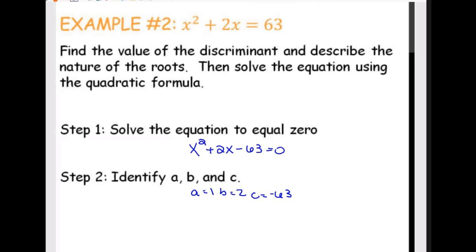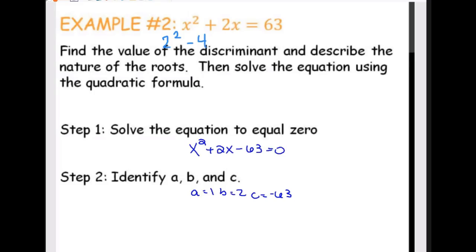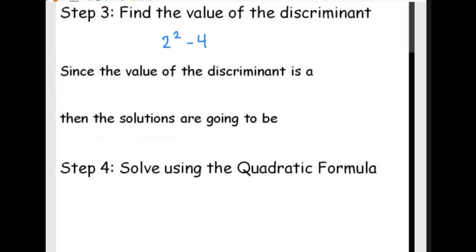And then what we're going to do is plug those values in to find the discriminant. So b is 2 squared minus 4 times a, which was 1, and c is negative 63. So you have times 1 times negative 63. So 2 squared is 4, minus 4 times 63, which becomes positive. Add 4 to that, and we get 256.